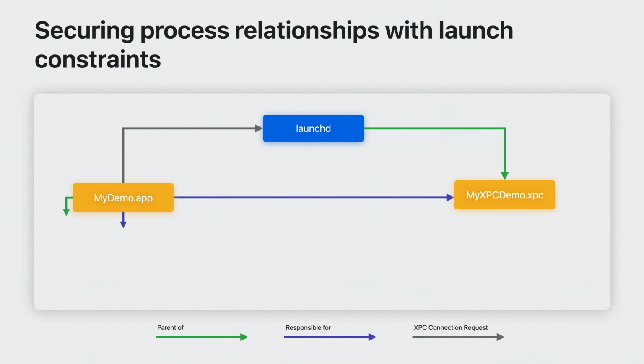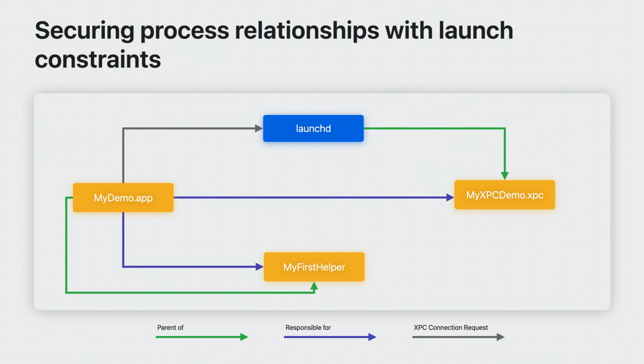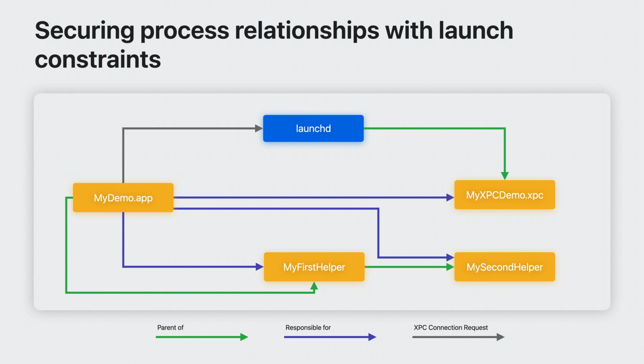If your app later uses NSTask or POSIX-spawn to launch a helper, then it is both the parent of and responsible for that helper. You could set a parent process constraint on myFirstHelper to require that only mydemo.app can be its parent. Then, if the first helper POSIX spawns a second helper, the first helper is the parent of the second helper. But the app is responsible for the second helper. For my second helper, you could set a parent process constraint to require that it only be launched by my first helper. And you could set a responsible process constraint to require that only mydemo.app be responsible for it.